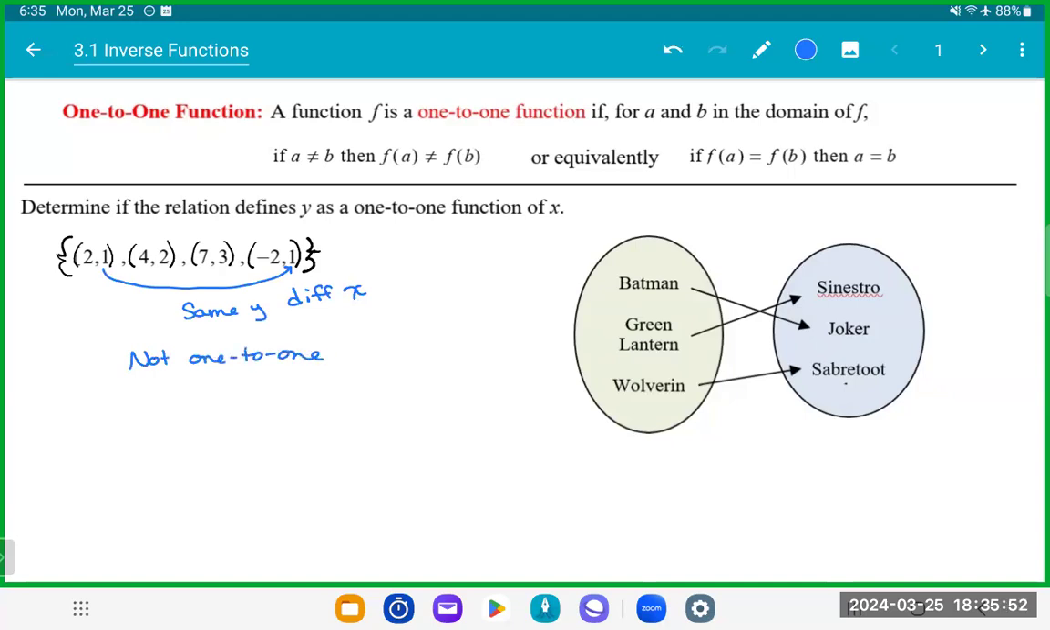Okay, so even though it passes the test of a function, because every x maps to a unique y, it is not one-to-one. Because we have two x's mapping to the same y, we lose that exclusiveness. Okay?